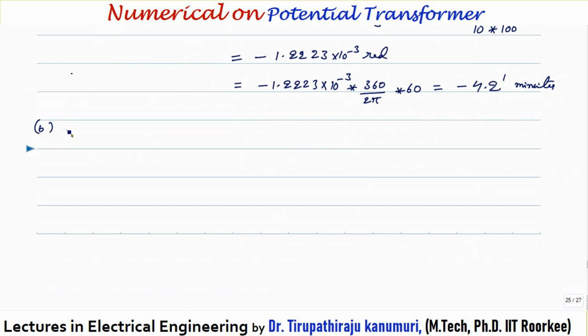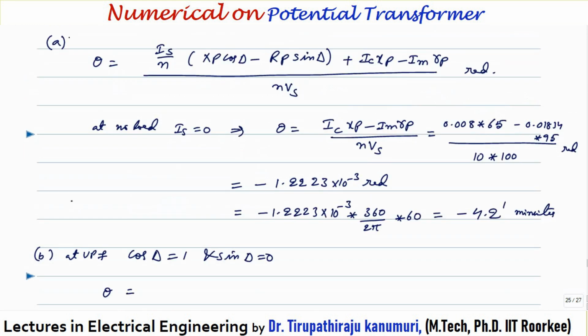In part B, it is asked at unity power factor. So at unity power factor, we know the value of cos delta is equal to 1. Obviously the value of sin delta is equal to 0, because delta is the power factor angle or the load angle. The load power factor angle is mentioned as unity. So I can write theta, taking cos delta equal to 1 and sin delta equal to 0 in this formula. So this term will cancel. Only the term (Is/n)·Xp·cos delta + (Ic·Xp − Im·Rp) divided by n times Vs will remain.